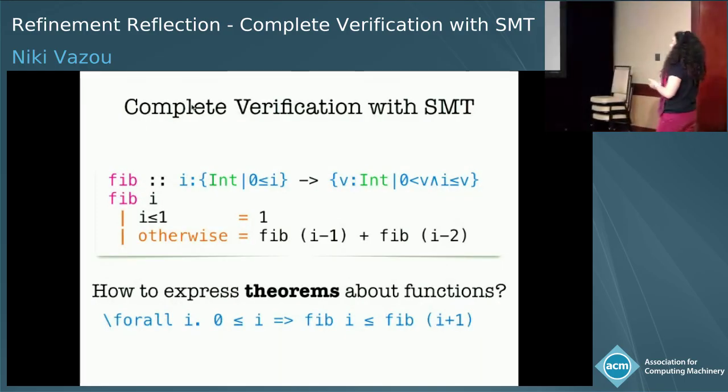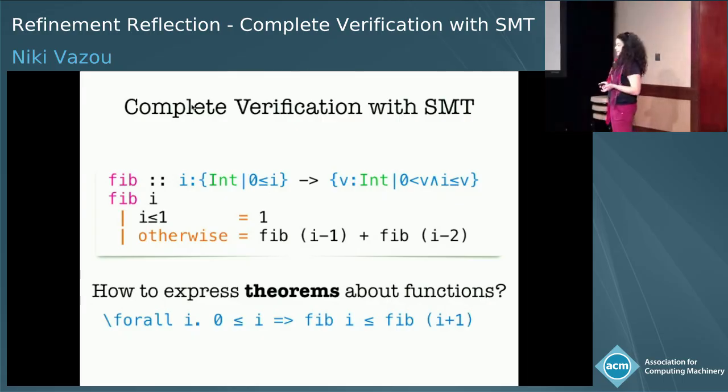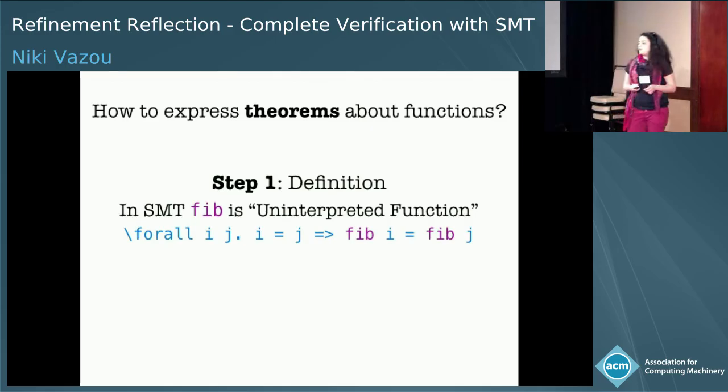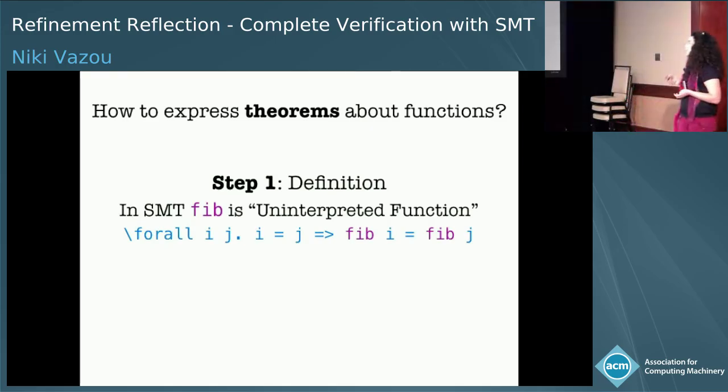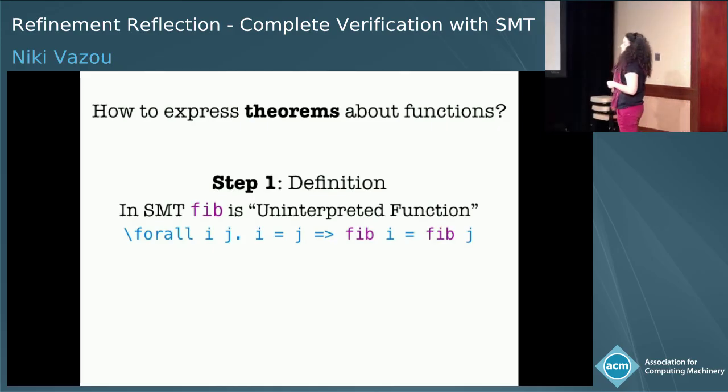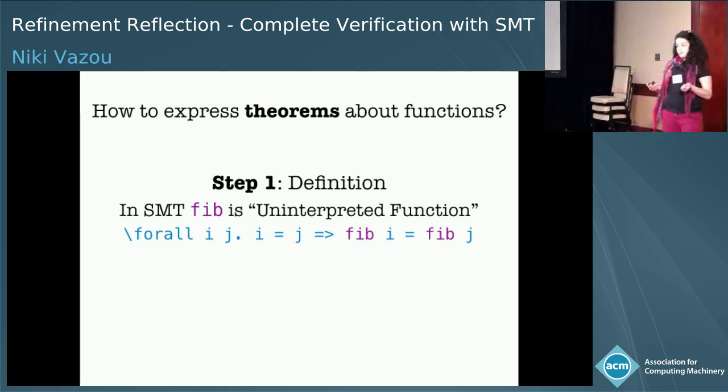So the first question is, how do I represent this fib inside the SMT? And the answer is quite standard. I'm going to use an uninterpreted function to represent fib in the SMT logic. So I represent fib as an uninterpreted function within the decidable fragment. But the only thing I know about fib is that it satisfies congruence. Same inputs, same outputs. So I don't know anything else about the implementation of fib.